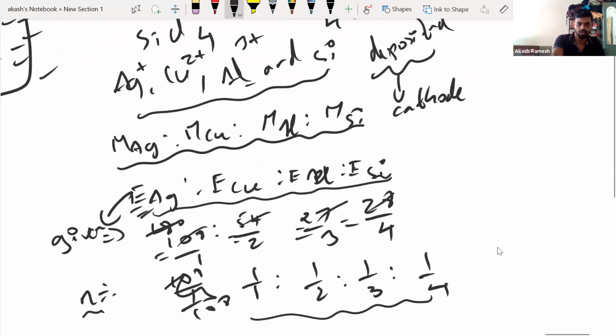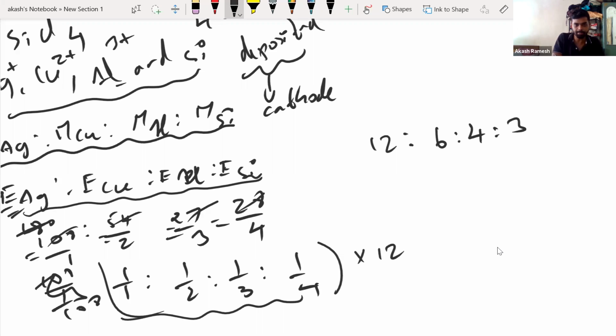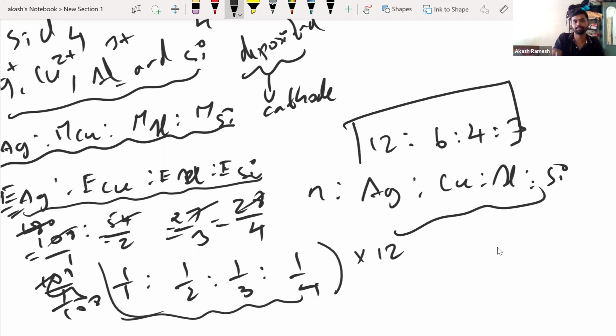But we'll not be able to write the ratios like this. So you can multiply this entire thing by 12. If you multiply, I will get the ratio as 12 is to 6 is to 4 is to 3. This is the ratio for Ag is to Cu is to Al is to Si, the number of moles ratio. The answer is 12 is to 6 is to 4 is to 3.